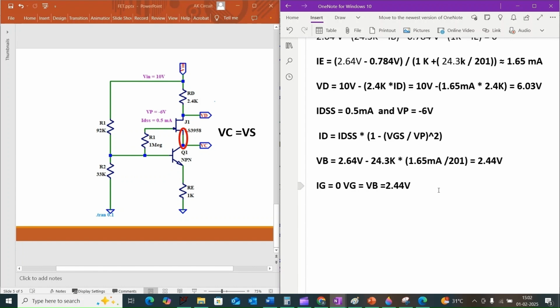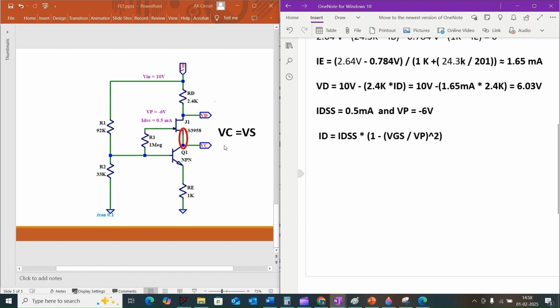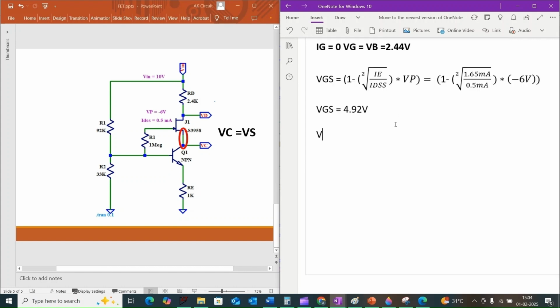Now that we know the gate voltage and the drain current, we can rearrange the JFET equation from earlier to solve for VGS. So VGS is equal to 1 minus the square root of ID divided by IDSS, times VP, and we plug the values into our equation. This is equal to 1 minus the square root of 1.65 milliamps divided by IDSS, 0.5 milliamps, times minus 6 volt as VP. When we simplify this, we get VGS equal to 4.92 volt.